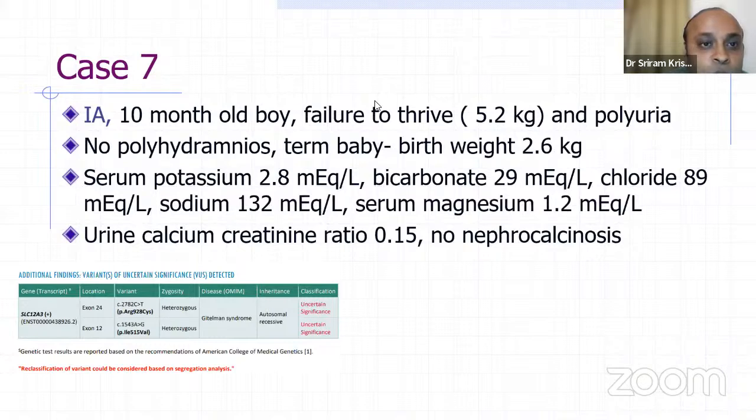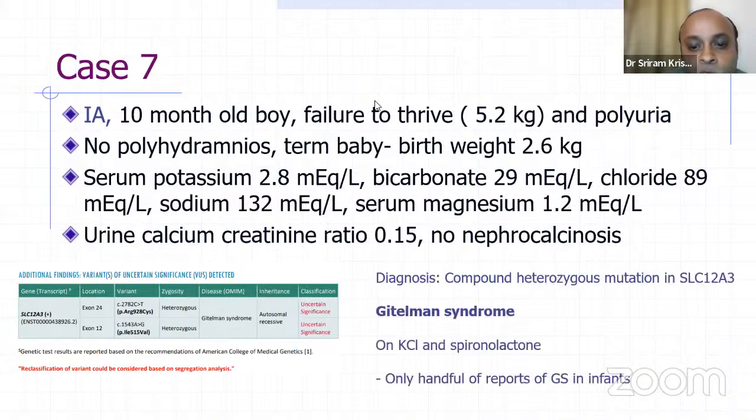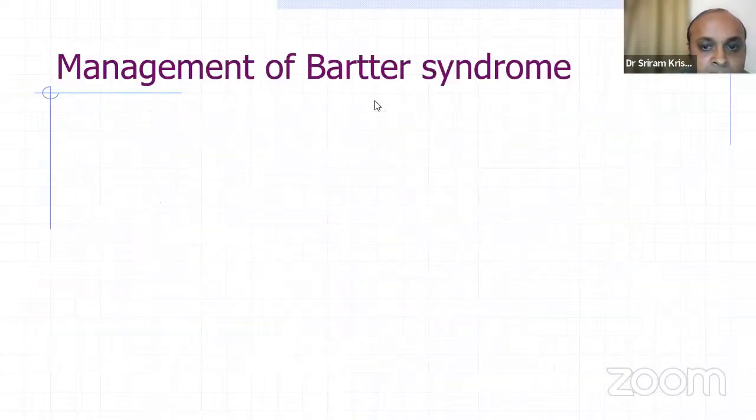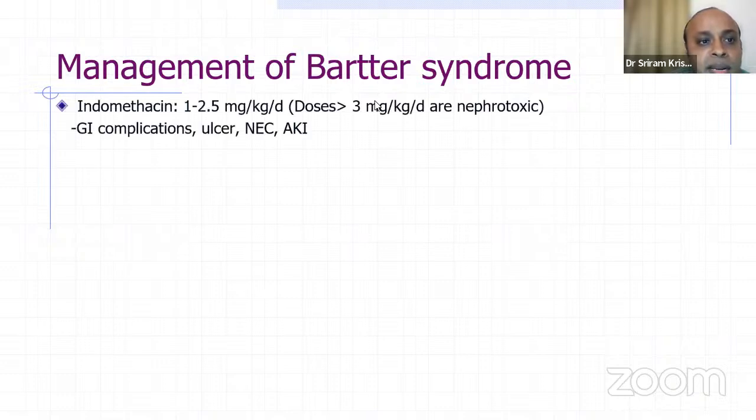So it's a 10-month-old child. Only a handful of reports of infantile Gitelman exist in literature. Mostly Gitelman is at a much later age. So sometimes you can be wrong. You see, when the urinary calcium creatinine ratio is high, you can rule out Gitelman. But when it is normal or low, you cannot rule it out. So here you have a Gitelman, and it was actually a compound heterozygous mutation in the SLC12A3 gene. And segregation analysis has also been done, and we have found that the parents are carriers.